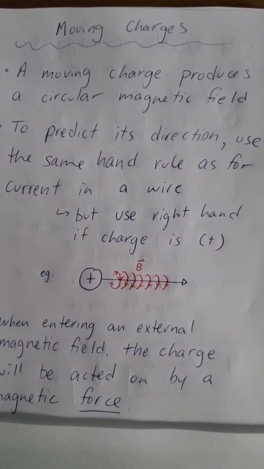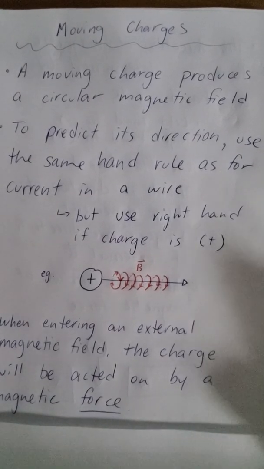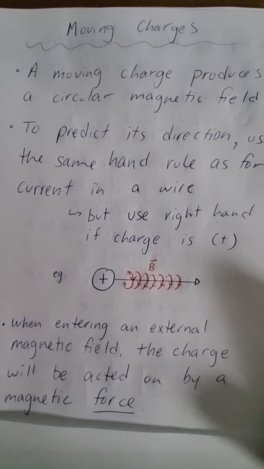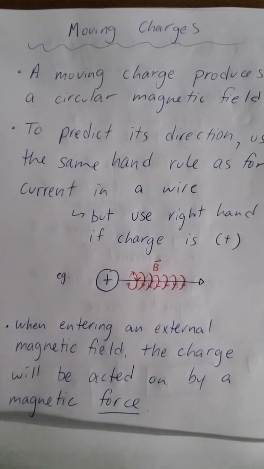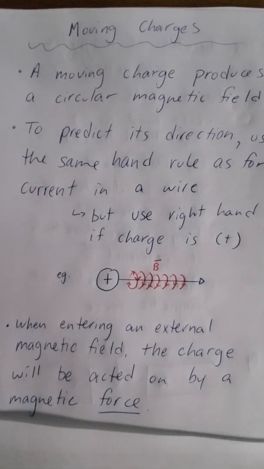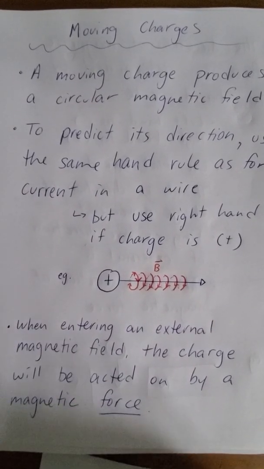All right, so since the charge produces a magnetic field when it's moving, when entering another magnetic field, like between magnets, it will be acted on by a magnetic force. Two magnetic fields produce a magnetic force.